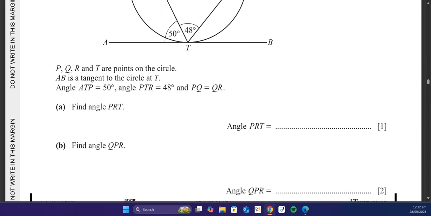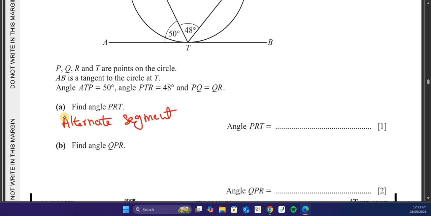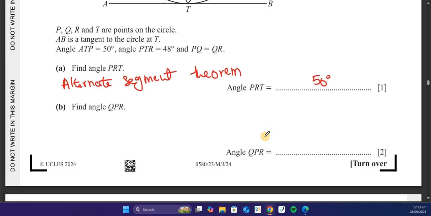How did we get to 50? We got 50 because this is an alternate segment. Does it make sense? We use the alternate segment theorem. So we're just going to write over here: alternate segment theorem, and angle PRT is 50 degrees. Pretty simple.